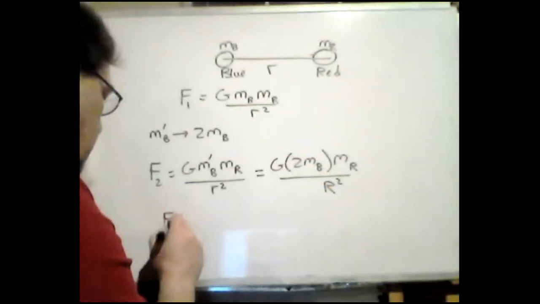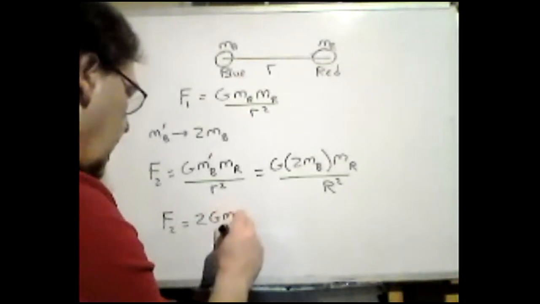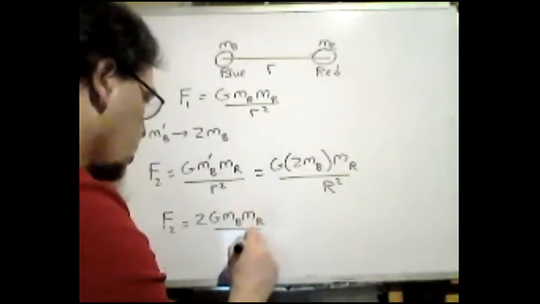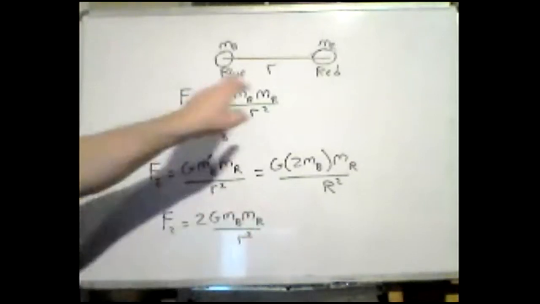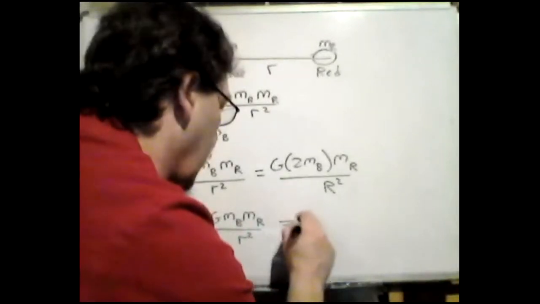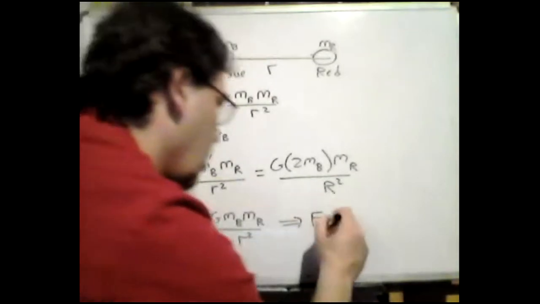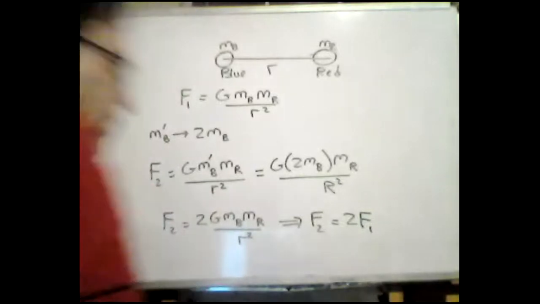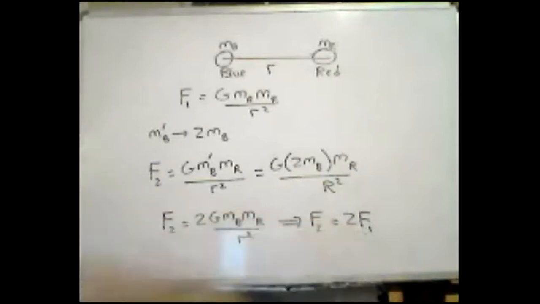That means my F2 becomes 2G M sub B M sub R divided by R squared. And hey, I know what that is. G M sub B M sub R divided by R squared. That's just F1. So I could now write that F2 is 2 times F1. I've proven that if I double the mass, I double the force. F2 is twice what F1 is.